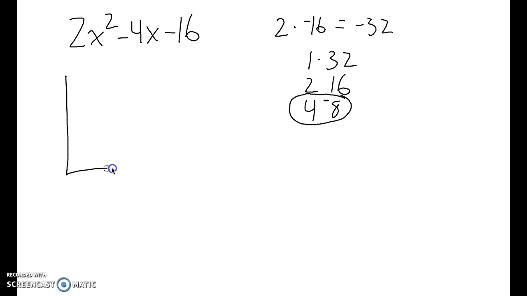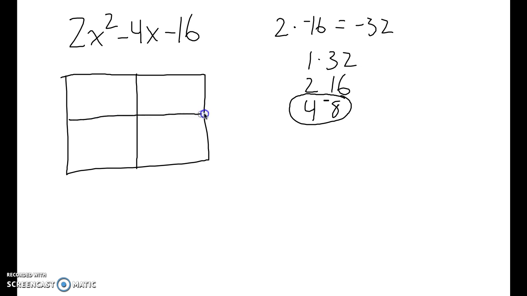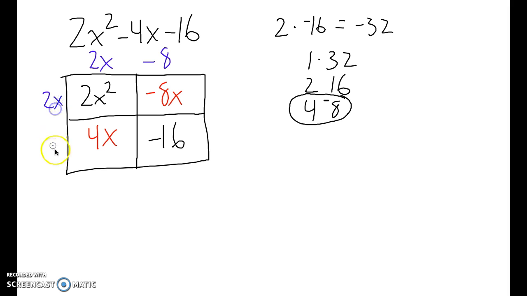And if I set up my box for the box method, what's going to happen is I write in my 2x squared and my minus 16. And then I write in the extra terms that I have. And so I'm going to say minus 8x and plus 4x. Obviously, adding these two together gives me that negative 4x there. Take out my common factor. Here it's going to be 2x. Here it's going to be minus 8. Here it's going to be, well, 2x again. And then here it's going to be 4. So I'm left with 2x minus 8 times 2x plus 4.